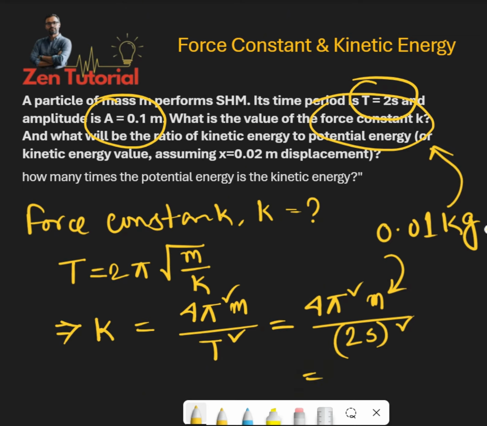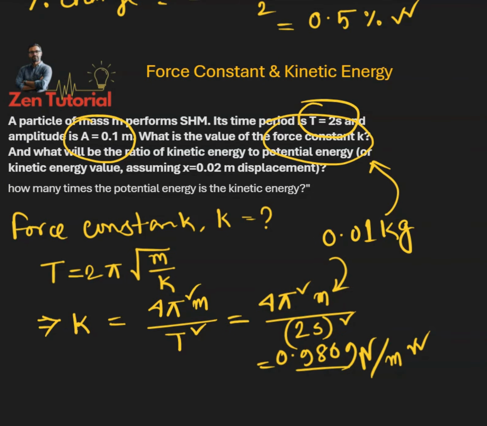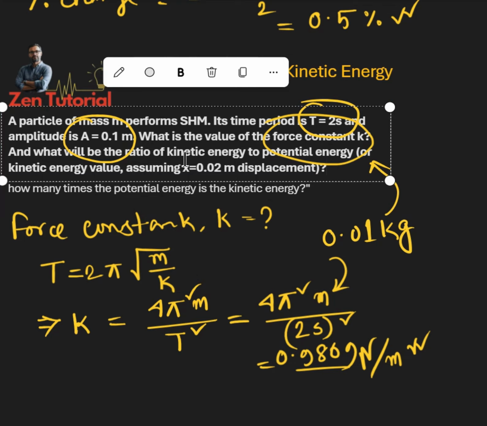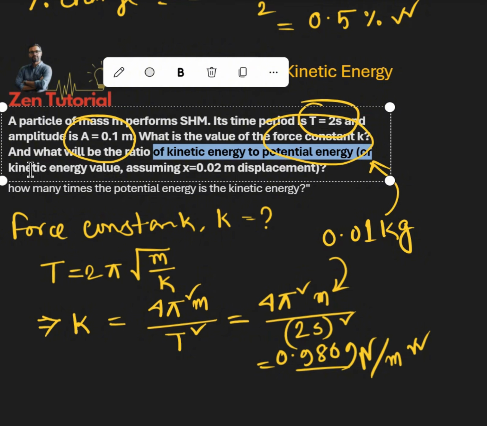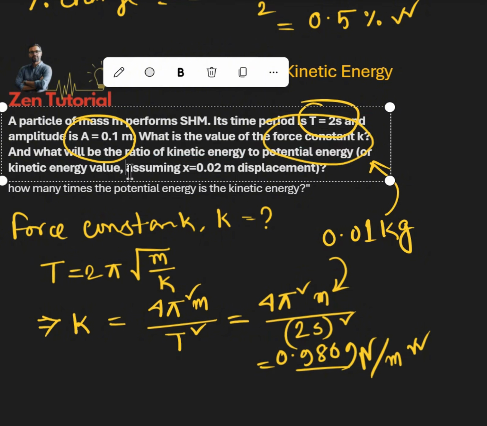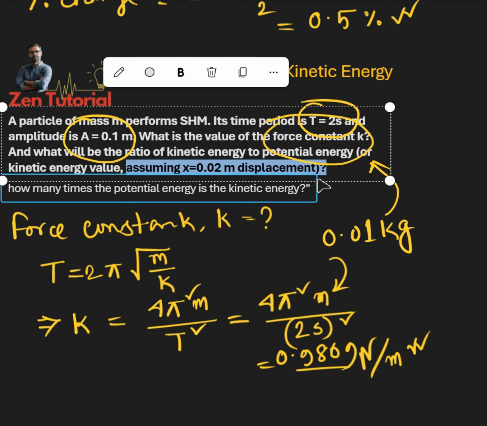Now calculate the value, then definitely we'll have a value, and the unit will be Newton per meter. This is the answer. So the force constant is 0.98096 Newton per meter. This is the value of the force constant. And the second question asks, what will be the ratio of kinetic energy to potential energy, or the kinetic energy value? And here is the assumed value. The displacement is 0.02 meter.